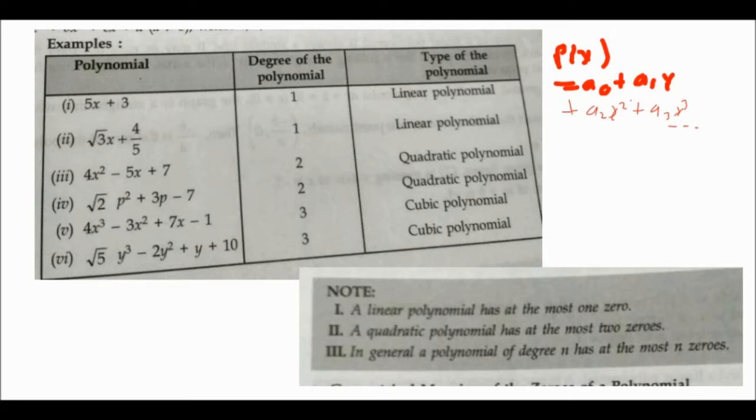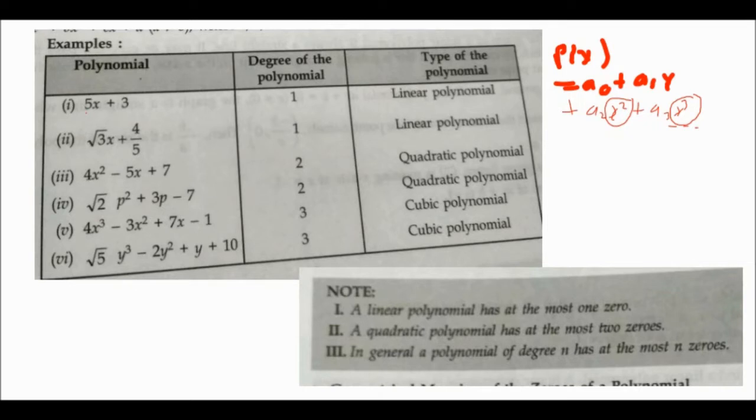only non-negative integral exponents. I repeat, the variables involved have only non-negative integral exponents. These numbers should be integers and they should also be non-negative. Then it is called a polynomial in x of degree n. I hope you got it.